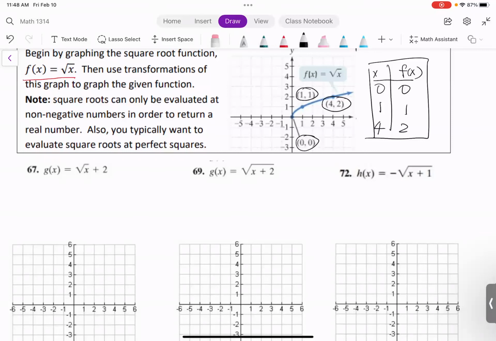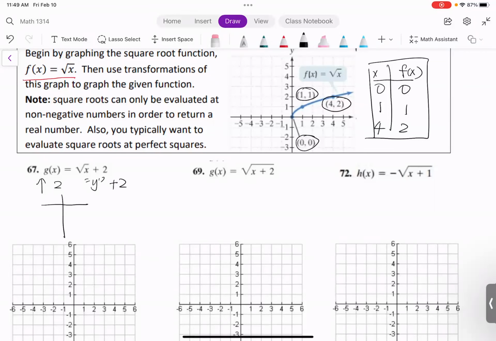And then based on the f of x, we need to have some transformations. Let's see what the transformations are. The first one, g of x equals square root of x plus 2. I know square root of x is f of x, so that's f of x plus 2. What is the transformation? That is vertically shifting. We are moving up 2 units. All the y values add 2.